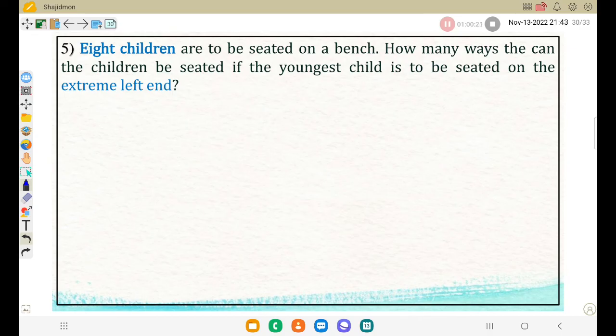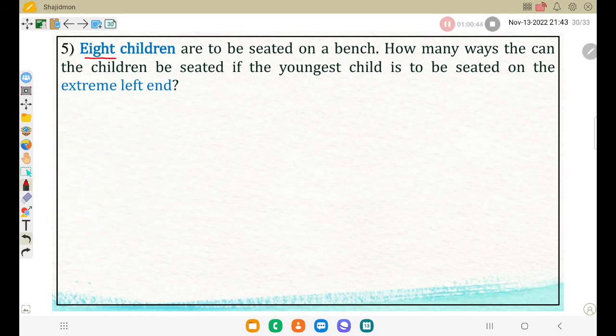Multiplication rule means continuous events: one event, then another event, then another event. But if it is not occurring simultaneously, we use the addition rule. When selecting at least one event, only one, we use the addition rule.